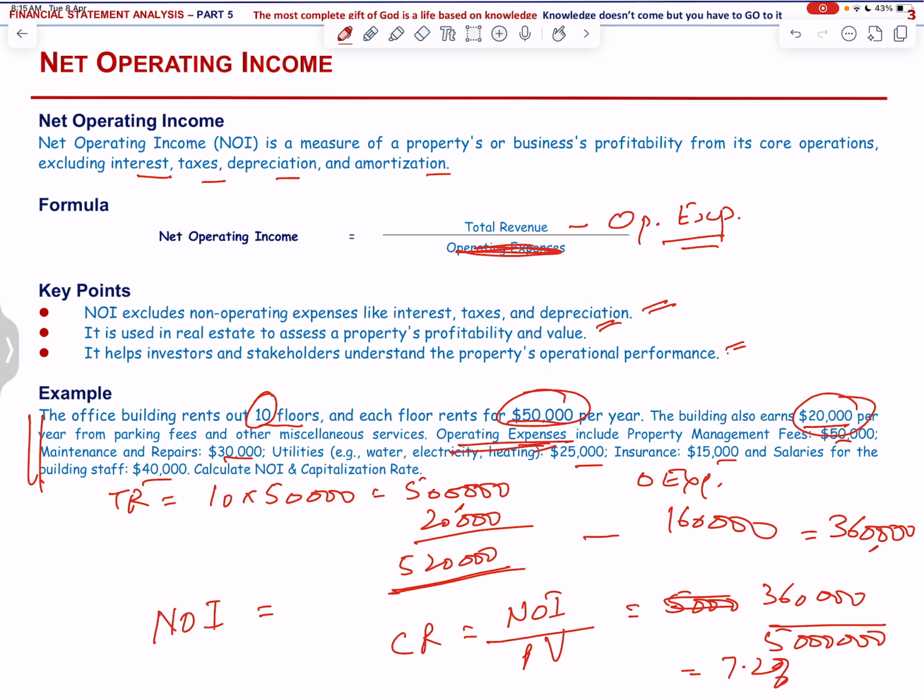So this means that the property has a 7.2% return on investment based on its net operating income. Net operating income is a crucial metric for assessing the profitability of a business or property from its core operations. It provides a clear picture of how much money is being generated before factoring in financing cost, taxes, or other non-operating factors. In real estate, it is particularly useful for valuing properties and comparing them to other investment opportunities.